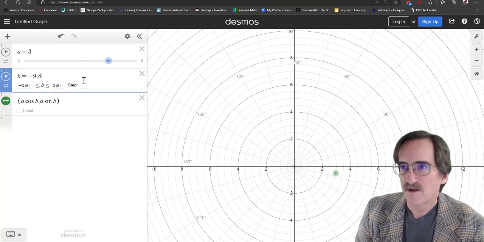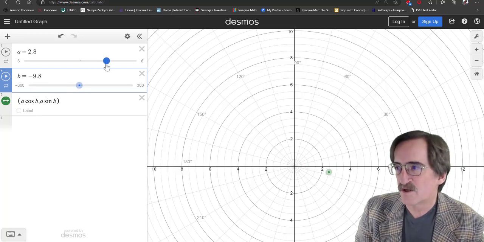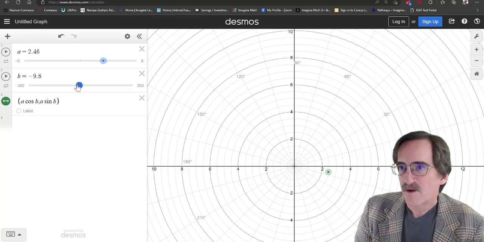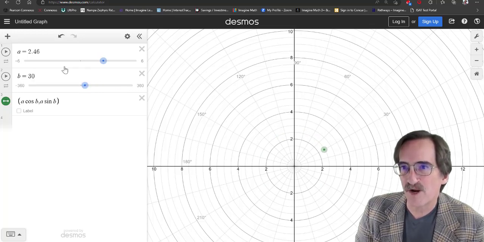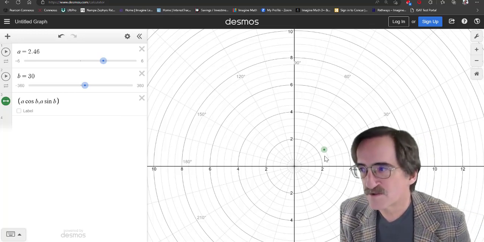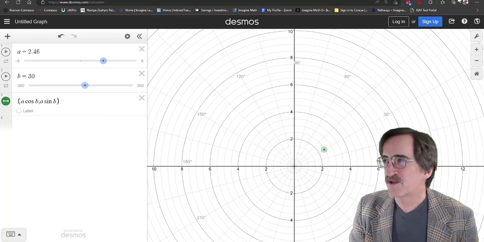Okay. All right. So as r gets bigger, it gets further away. As r goes negative, it gets to 0 when it's 0, and then it goes negative, goes the opposite direction. Okay. When b, which is theta, changes, it travels around the pole, right? So we can kind of create a little bit of a polar graph this way. This would correspond to the plot 2.46 comma 30, right? And 30 degrees, 2.46 radius. All right, so that's how you handle it in Desmos.